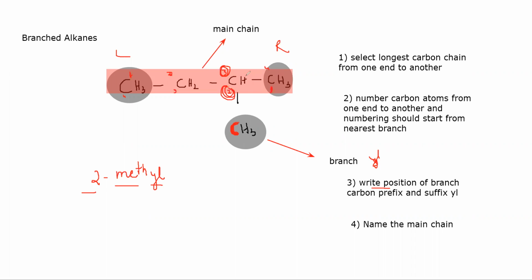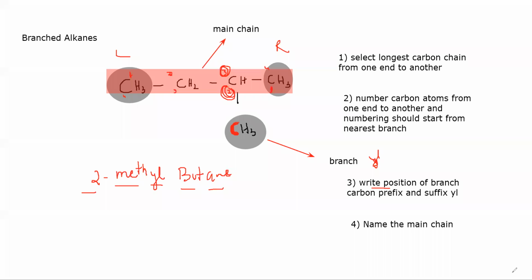Then the chain, how many carbon atoms are there in the chain? 4. So for 4, we use but. What kind of bond is there throughout the chain? Single. So if it's a single bond, it's ane. So it's 2-methylbutane. Yeah, okay, got it, sir.